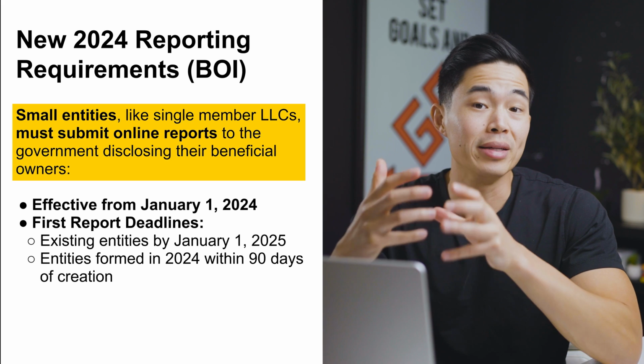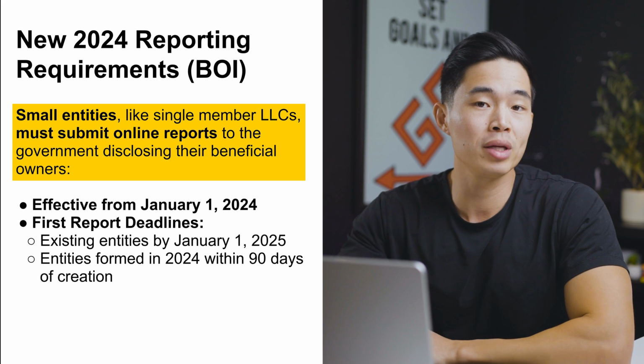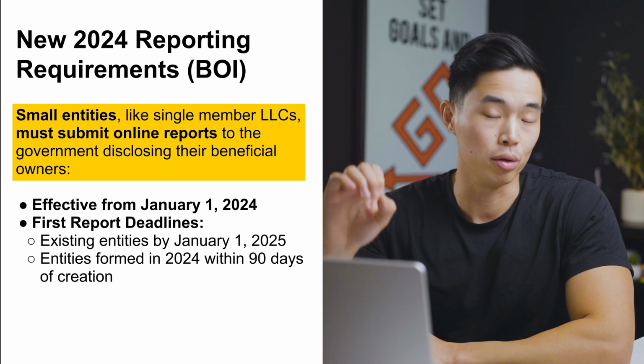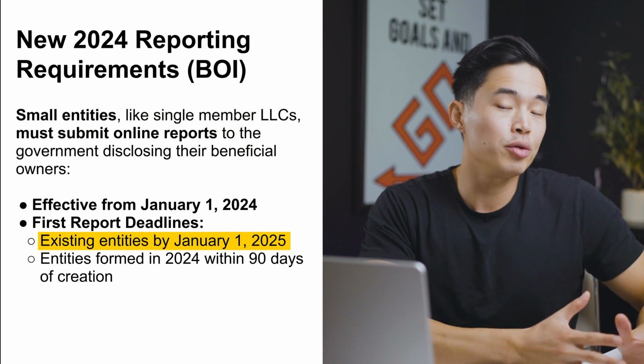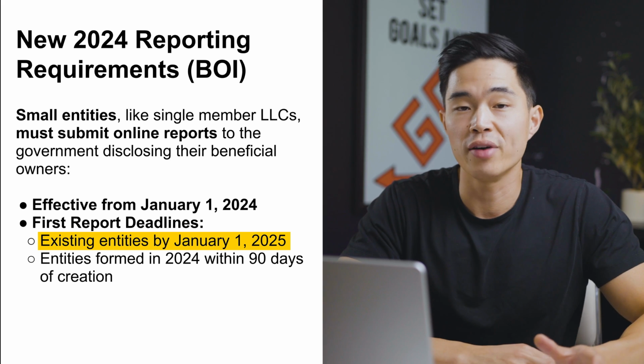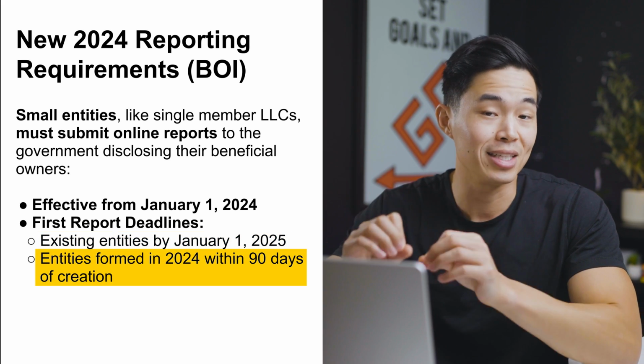So most small entities like single member LLCs must submit online reports to the government disclosing their beneficial owners. So this is called the BOI report. If you create your LLC in the past, then you have until January 1st, 2025 to do this. But if your entity is formed in 2024, it must be done within 90 days of creation.